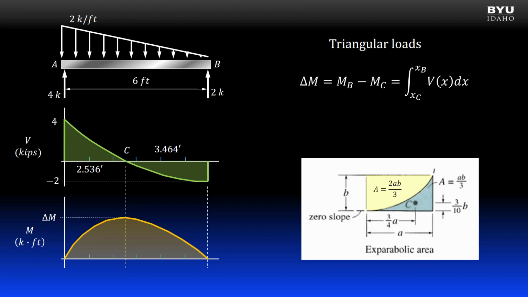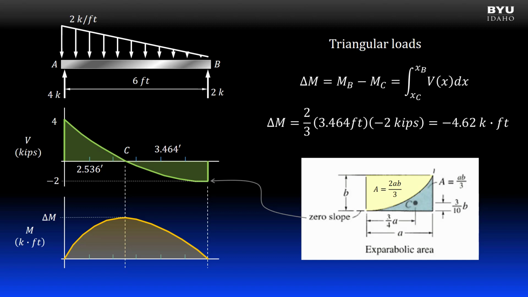Note that this area relationship only applies to a section of a parabola that has 0 slope at the corner of the bounding box. We have that at point B. Note that we cannot apply this area relationship for the shear diagram area A to C. This is because there is no point of 0 slope in that section. So I calculate delta M is equal to 2/3 times the length of the bounding box, A, which is 3.464 feet, times the height of the bounding box, B, which is -2 kips.